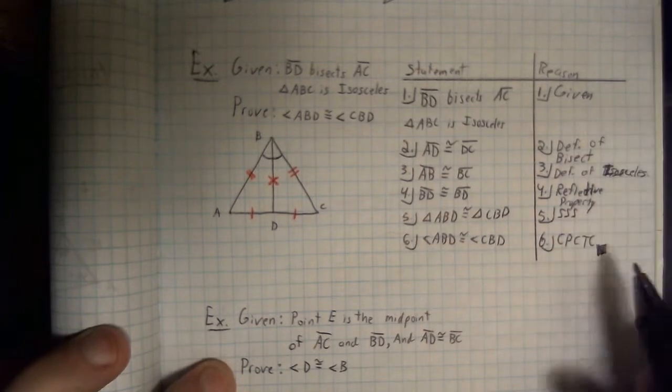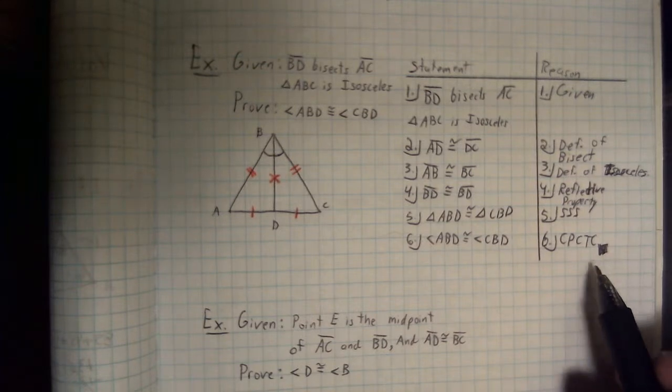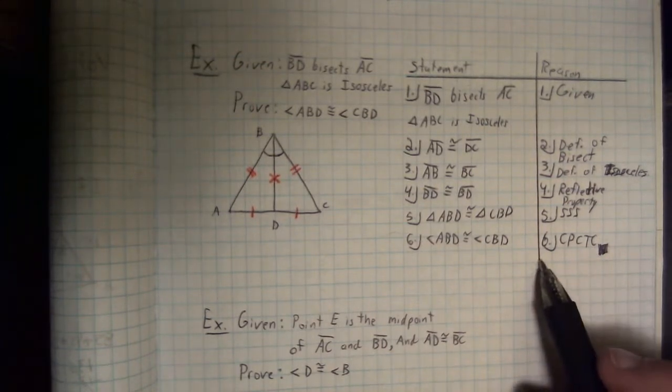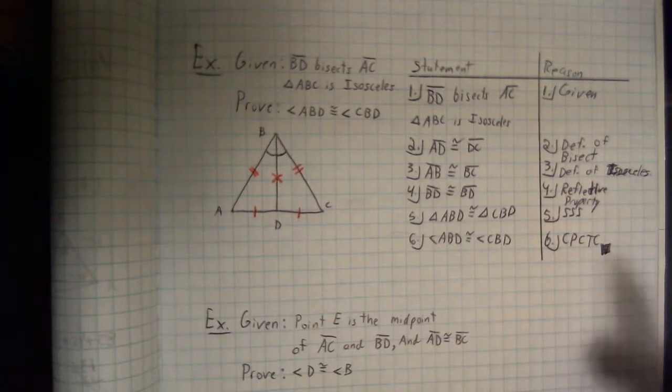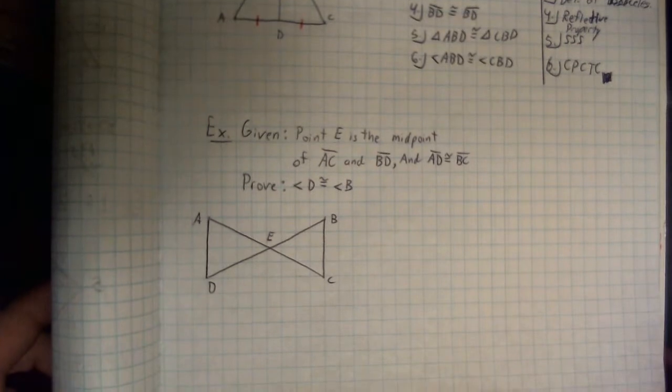Finish it off with a little square. That tells me that this is the end of my proof, and there's no other steps missing. Here's one for you to try on your own.